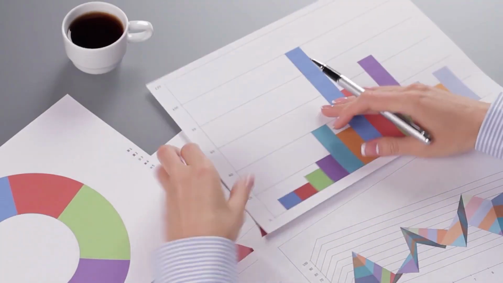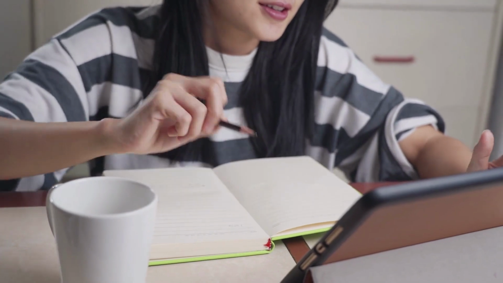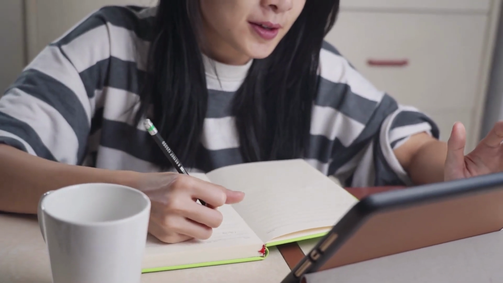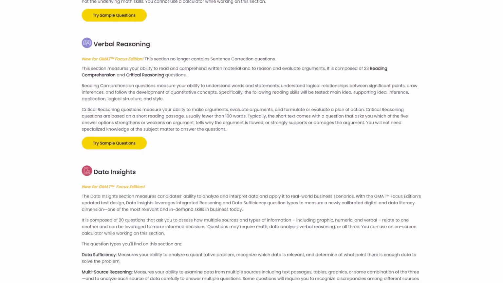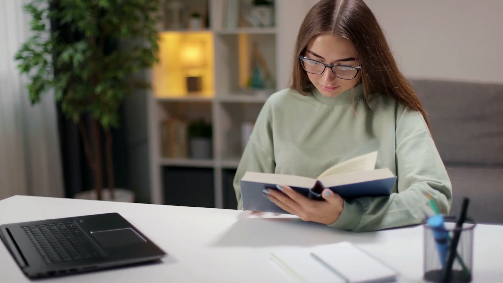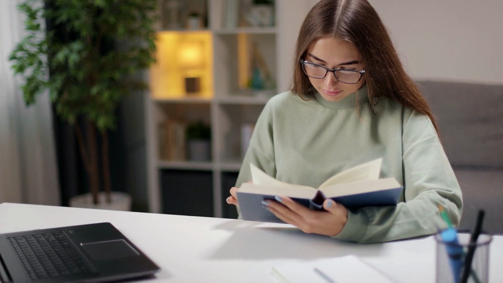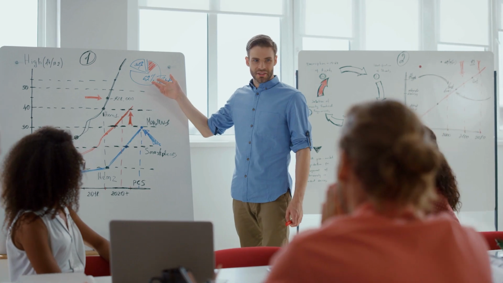From bar and pie charts to scatter plots and tables, try to get comfortable interpreting these formats and extracting valuable insights from them. Remember, this section is not about testing your advanced mathematical skills. Rather, it's about your competency in understanding and interpreting data, drawing conclusions, and making informed decisions. This is a critical skill set in today's data-driven business world.